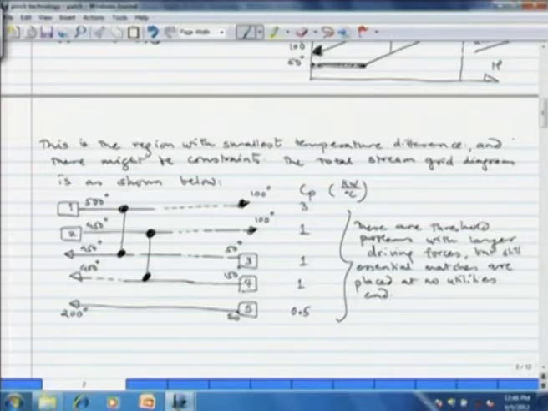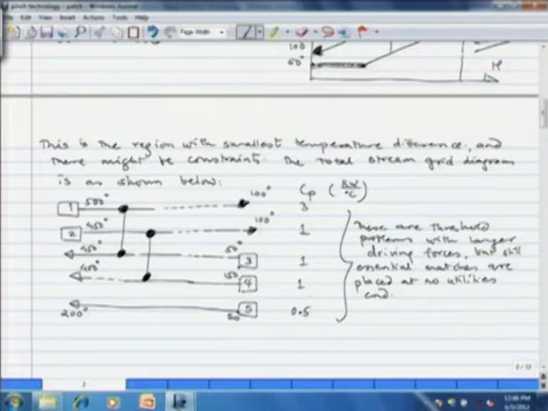And now you can see here placing of the matches, the CP table. This is the region with smallest temperature difference, the hot end, and there might be constraints, and thus the total grid diagram is as shown. We first make a match between stream 1 and 3. We have total 3 cold streams and 2 hot streams.